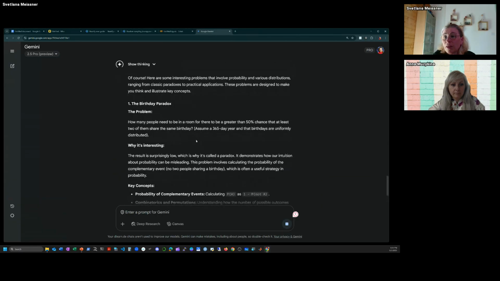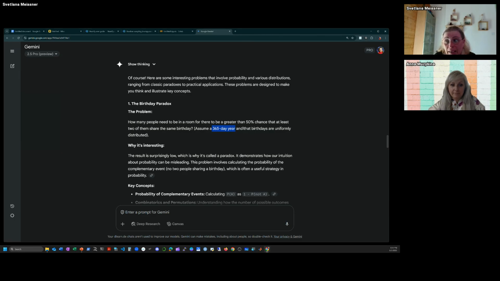So the birthday paradox. Very interesting. How many people need to be in a room for there to be a greater than 50% chance that at least two of them share the same birthday? And again, we can calculate, assuming 365 days in the year.